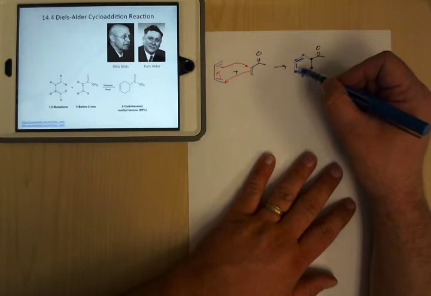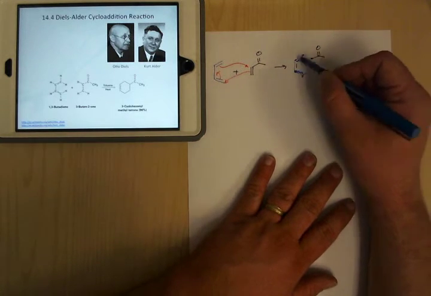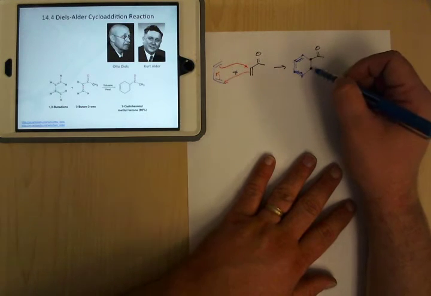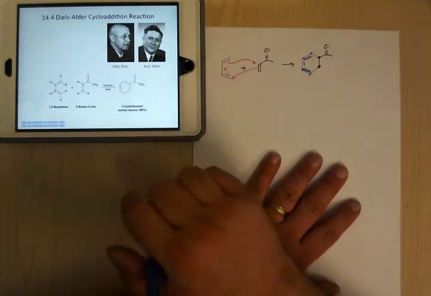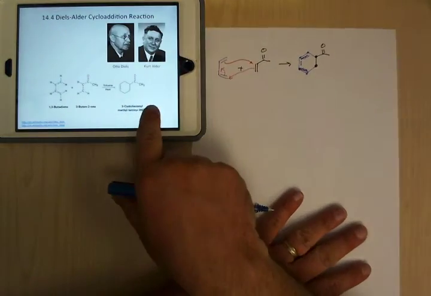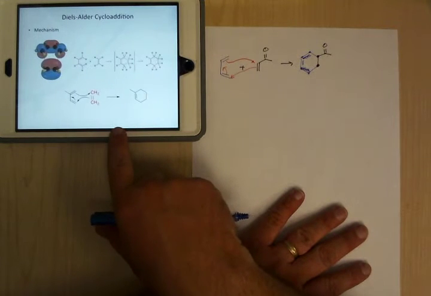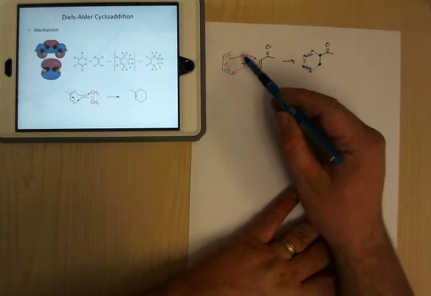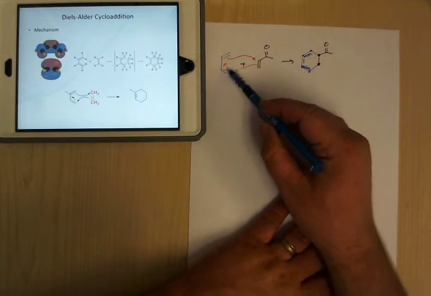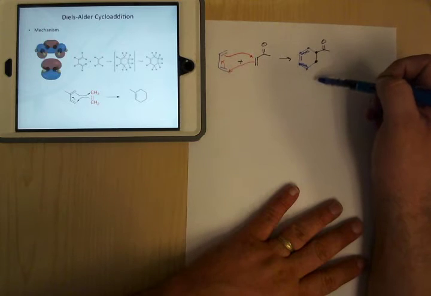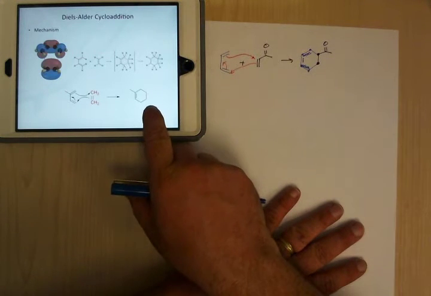So you end up with an alkene, but the big thing is you form the cyclohexane, or cyclohexene. And this reaction works pretty well. Otto Diels and Kurt Alder were in two different labs, and they worked together to develop this. So this is what's going on: one of these attacks here, one of those attacks there, and that goes up there, and so you end up with this cyclohexane ring.